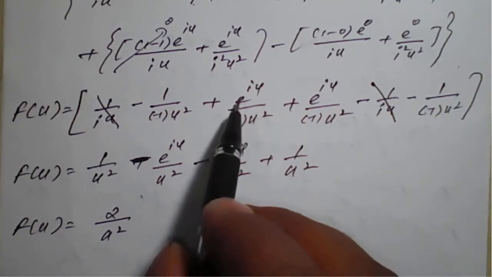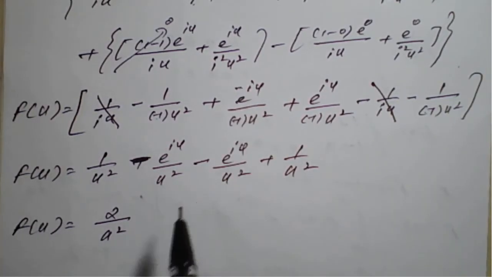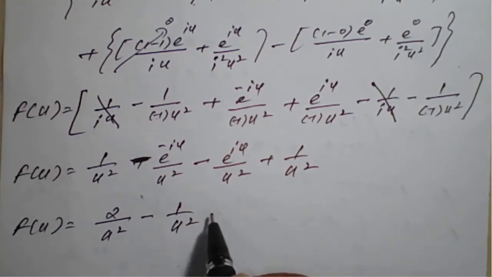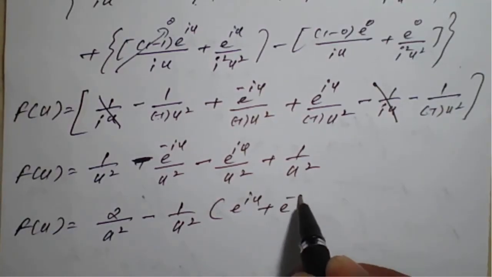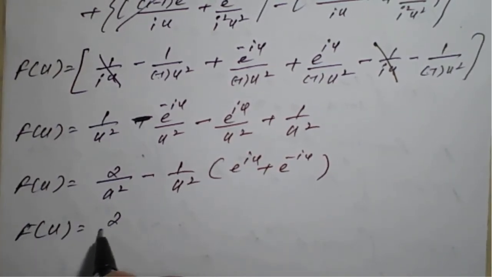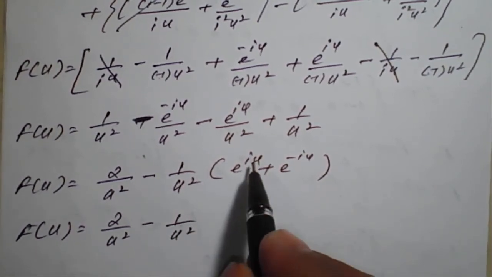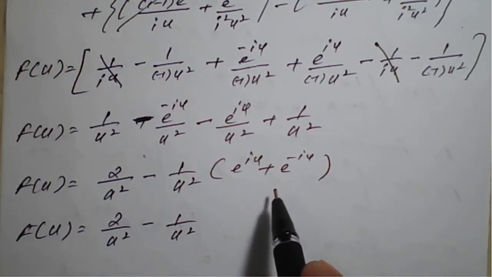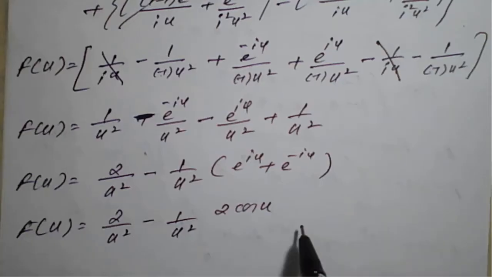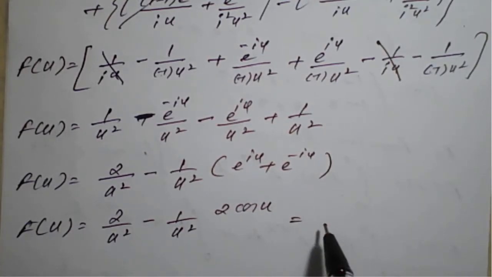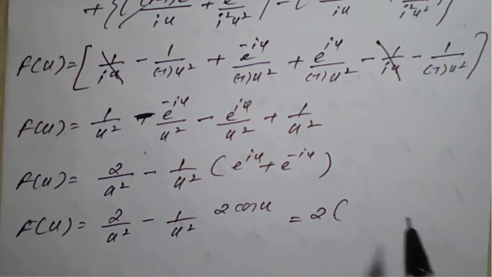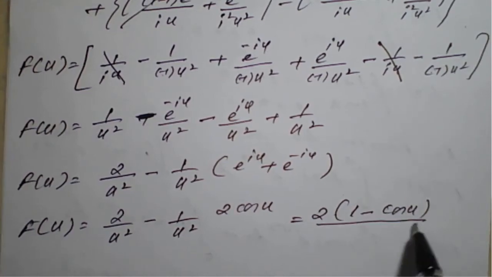So here actually one of the signs is minus, and here among this also minus sign. Among this you take minus sign common and 1 upon u squared common, inside we are left with e raised to iu plus e raised to minus iu. Which is nothing but F of u is equal to 2 upon u squared minus 1 upon u squared, so e raised to iu plus e raised to minus iu, as per the formula it will become 2 times cos of u. Among this, if you take 2 common, because 1 into 2 is 2, 2 cos u it will be. If you take LCM, it will become 1 minus cos of u whole divided by u squared.